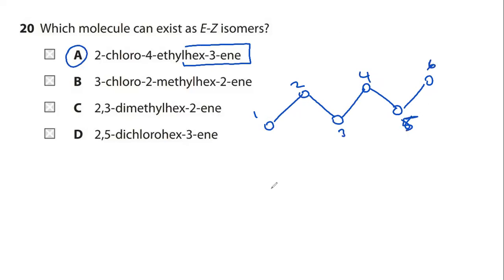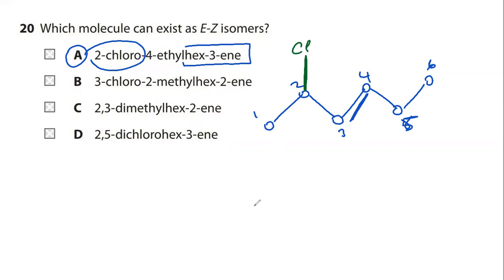So now, where is the double bond? The double bond is between 3 and 4. So let me put the double bond here. This is for part A. Now, is that it? No, I do have some side groups. On the 2nd carbon, I have a chloro. Let me put the chloro in a different color on the 2nd one. So here I have a chloro like that. That's chlorine.